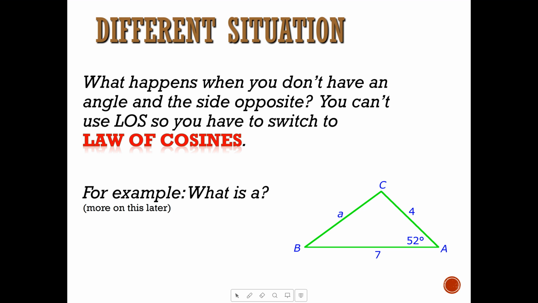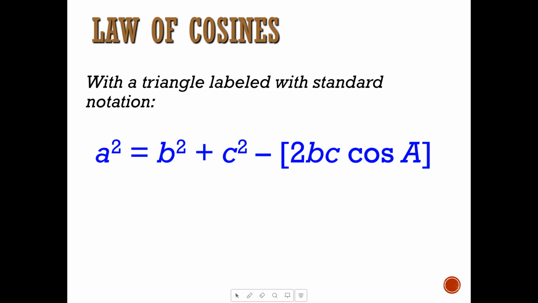Just like law of sines, there's one law of cosines, but there's two different problems. Solving for an angle or solving for a side. Okay, so let's go. Here we go. This is fun. This is fun. There it is. Oh, that's a monster. Okay.